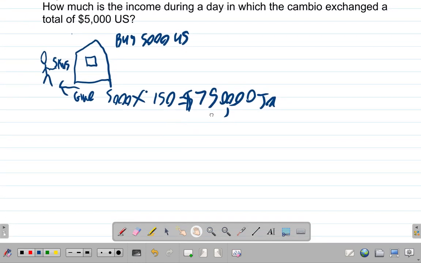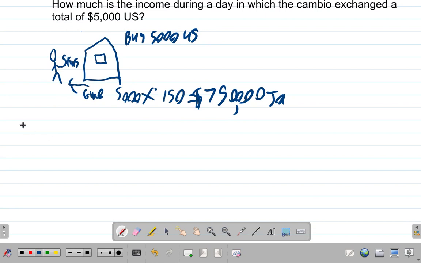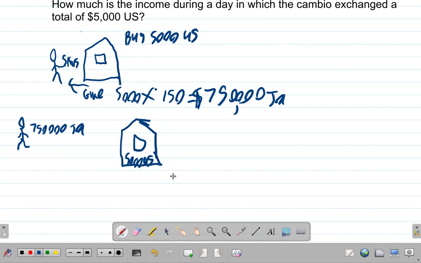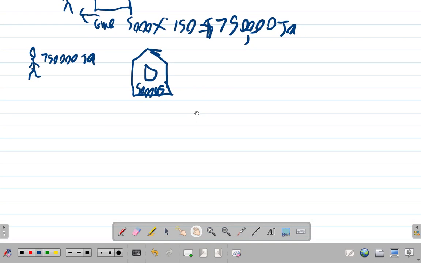So here, the customer walks away with 750,000 Jamaican. Well, you have 5,000 US in the building. Good. Later in the day, the customer comes back. In reality, it would be many customers, but I mean, imagining one customer with a lot of money.